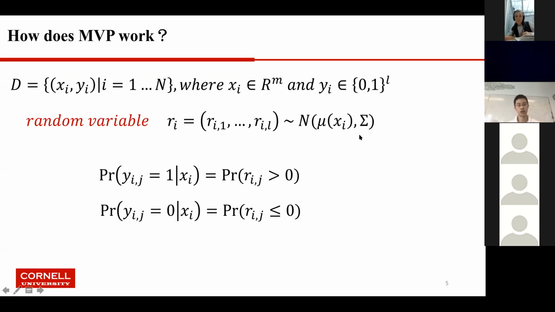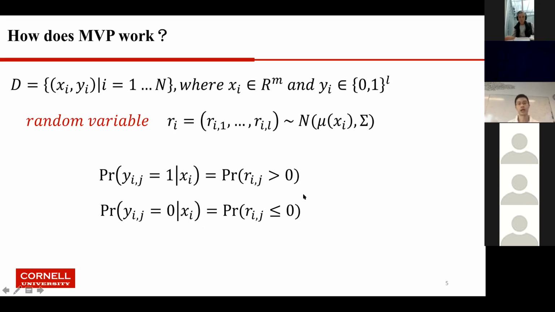Because the multivariate normal distribution is actually a probability distribution over the real number field, we need to map it to a distribution over binary vectors. To do this, we use a threshold at 0. So formally, the conditional probability of Yij equal to 1 given the feature xi is equal to the probability that the jth random variable Rij is larger than 0, and the probability of Yij equal to 0 given xi is equal to the probability that the jth random variable Rij is smaller than or equal to 0.